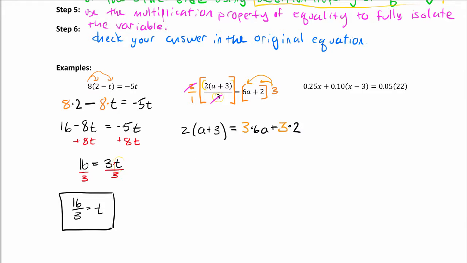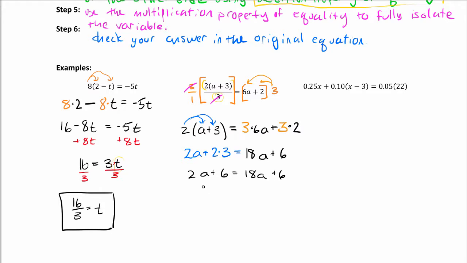And now this next step is going to be about distributing this 2 like that. So I end up with 2a plus 2 times 3. And then over here, I'm going to simplify these terms. So I have 3 times 6 is 18a plus 6. And now I'll get this left side simplified. 2a plus 6 equals 18a plus 6. And then I'm going to use the addition property, so I have just variable terms on one side, just constant terms on the other side.